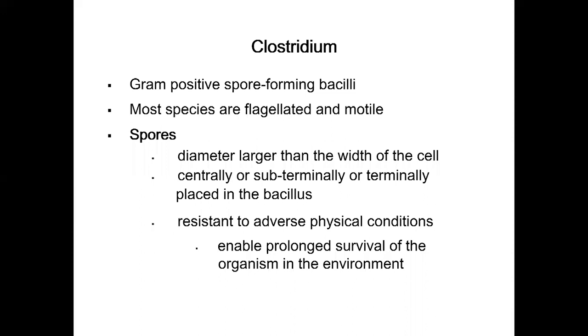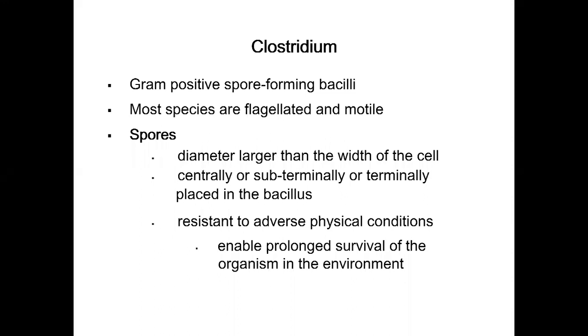So this is basically to differentiate it from another gram-positive bacillus that forms spores, that is the genus Bacillus. But these ones, the diameter is larger, and when it fits into the bacillus, it causes distension where it is located. And its position on that bacillus, it could be at the center, it could be between the center and the end, which is subterminal, or it could be at the very end. And that is described as terminally placed spore.